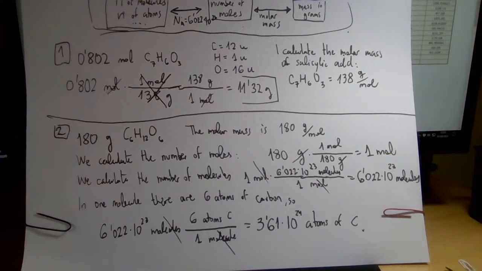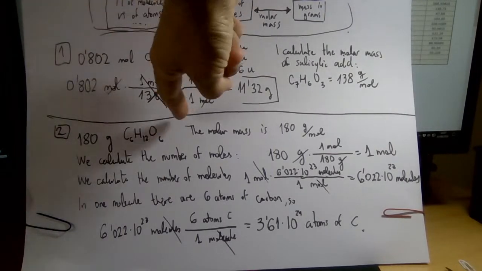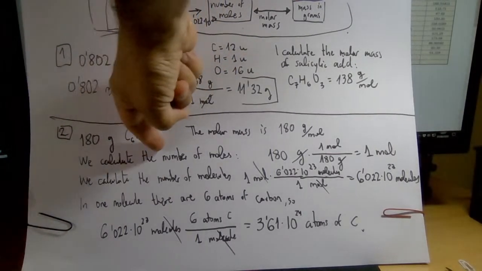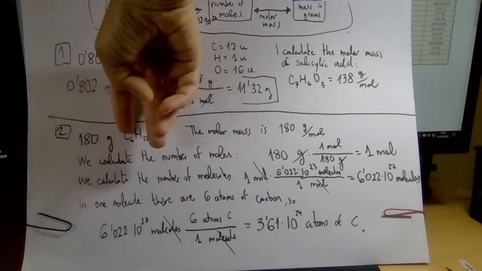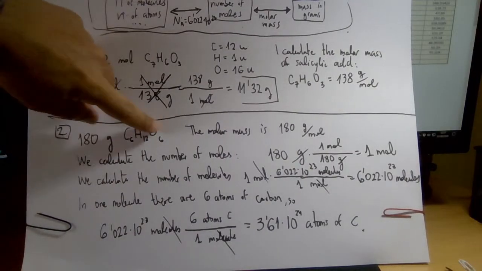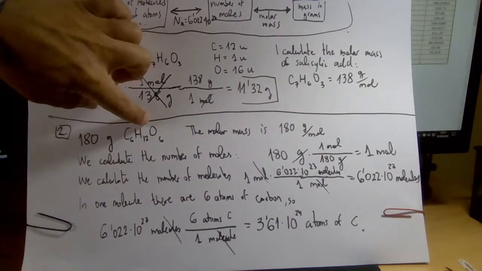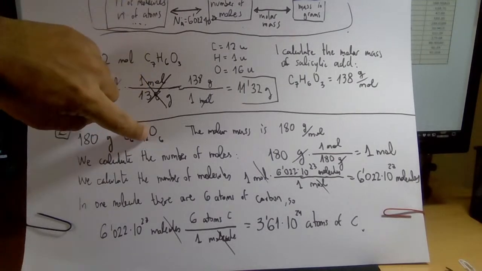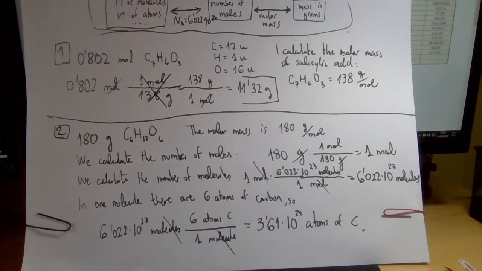Okay, this is not difficult. You calculate the number of moles, the number of molecules, and we know that with the formula the number of atoms of each element. Of oxygen, same number, okay? And hydrogen, 12, so double.